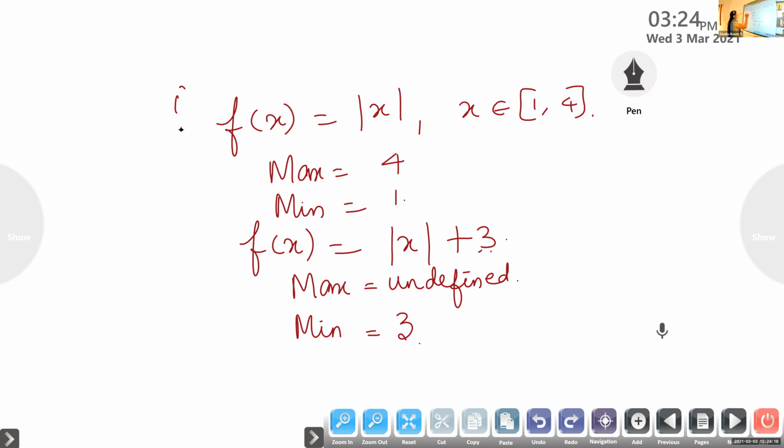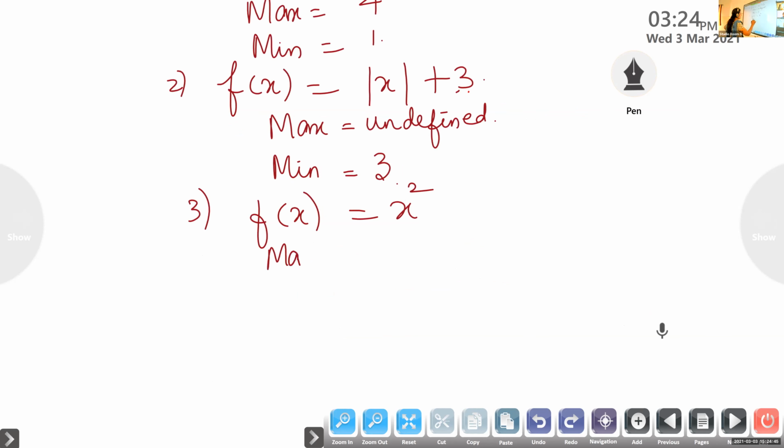Note down all those things, children. These are all important 1 mark questions. Suppose f of x is given as x square. What is the maximum value? What is the minimum value? Maximum undefined and minimum 0.